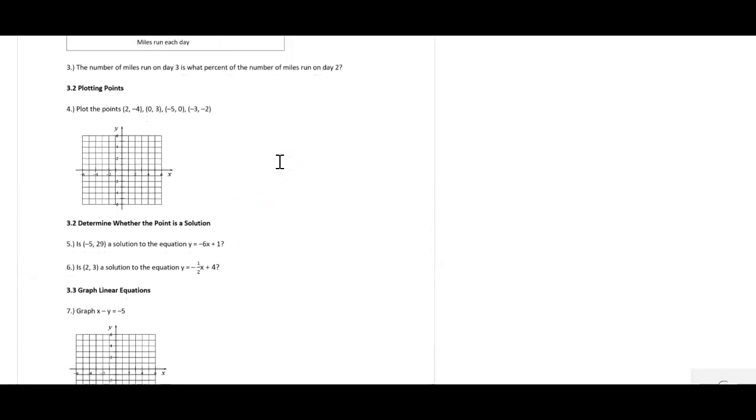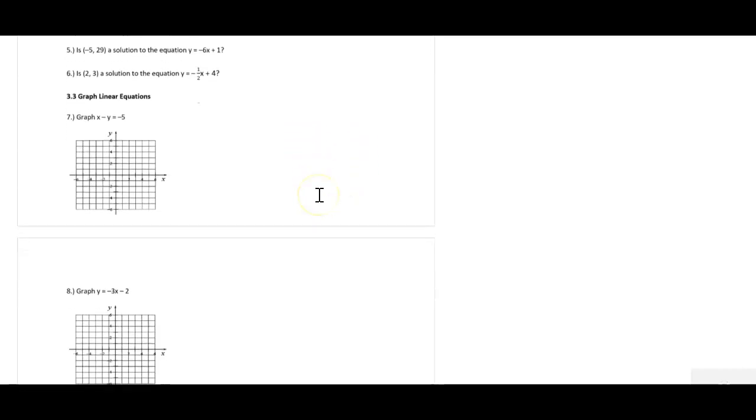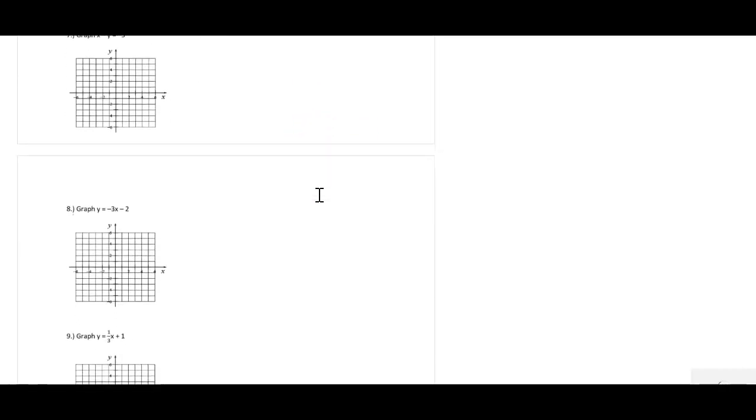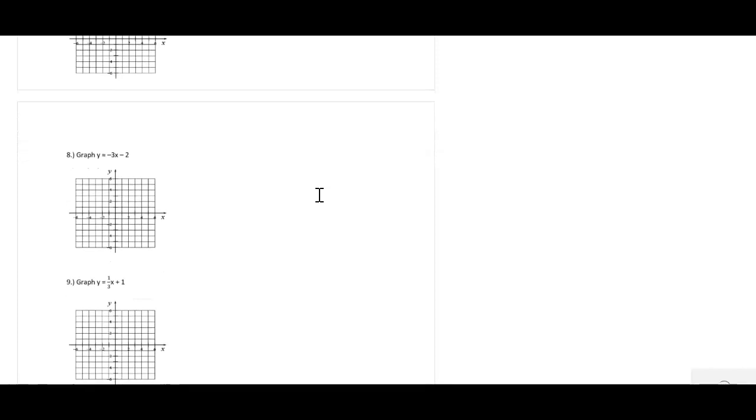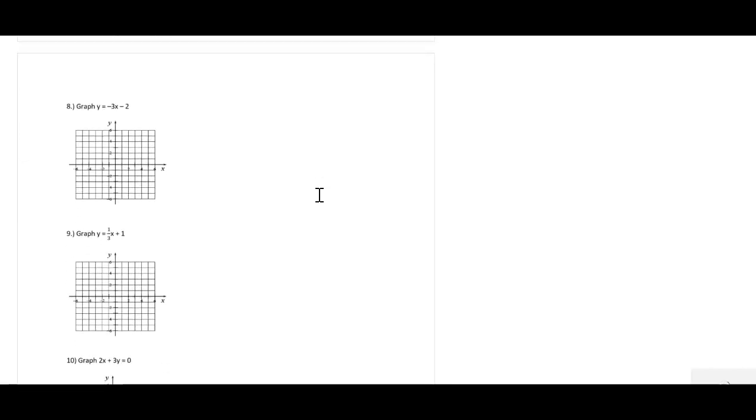All right. Okay, so let's look at number 8 to start off with here in Module 3. Remember, when you're asked to graph something, it's going to be easiest if you have that in slope-intercept form, and that's that y equals mx plus b form.